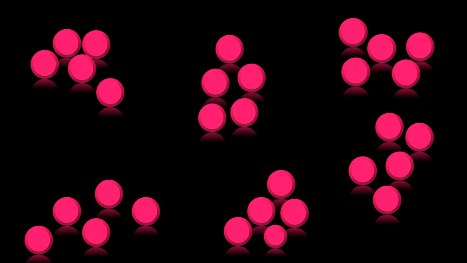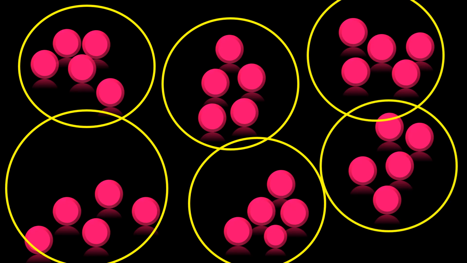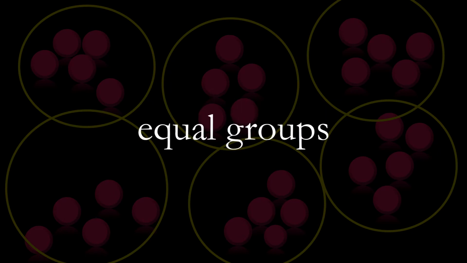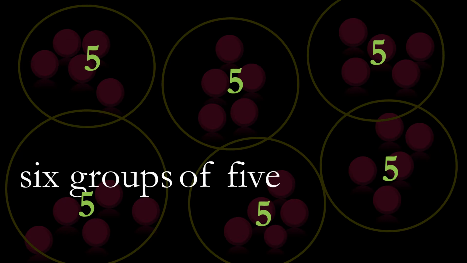So here we have a lot of pink circles. Let's see if we can figure out how many there are. 1, 2, 3. No, we're not going to count all of this. It'll take too long. Let's get rid of those arrows. Instead, what we can do, and I know we haven't done it in a long time, is to make equal groups. So I'm putting a yellow circle around each group. Now, we've made equal groups. What is in each group? 5, 5, 5, 5, 5, 5. How many times did I say 5? 6. So we have 6 groups of 5. In other words, we counted 5 6 times.